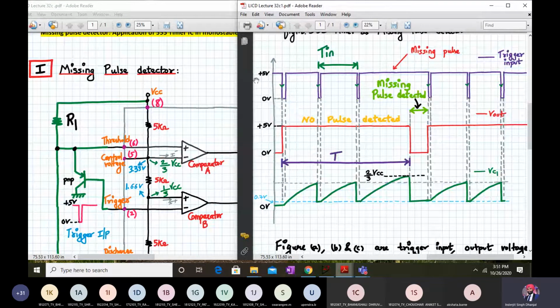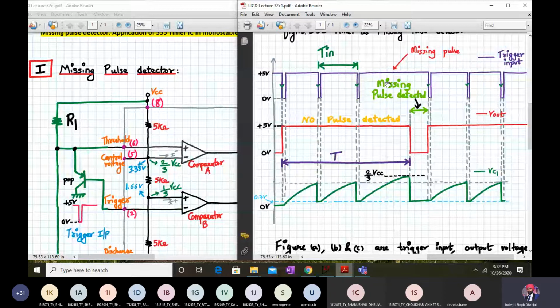Let's say we have applied 3 trigger pulses, and due to some application, the 4th trigger pulse which was supposed to happen over here doesn't happen. That means the pulse is missed. We call it a missing pulse. And then again the next 3 trigger pulses continue. So one pulse in between has been missed.